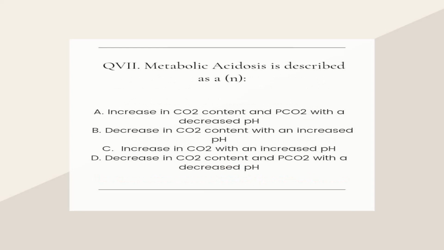Question number 7. Metabolic acidosis is described as A. An increase in carbon dioxide content and partial pressure of carbon dioxide with a decreased pH. B. Decrease in carbon dioxide content with an increased pH. C. Increase in carbon dioxide with an increased pH. D. Decrease in carbon dioxide content and partial pressure of carbon dioxide with decreased pH.